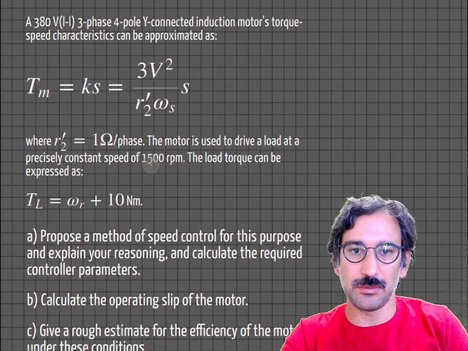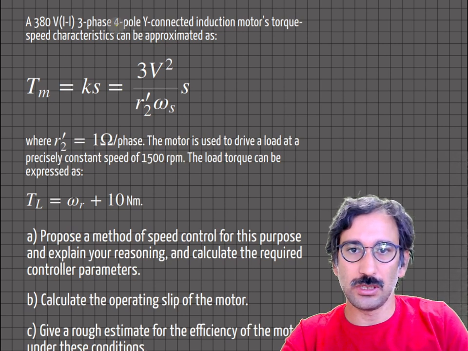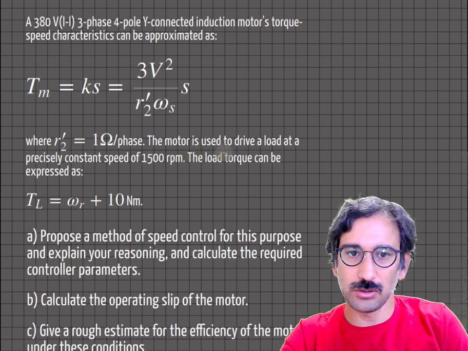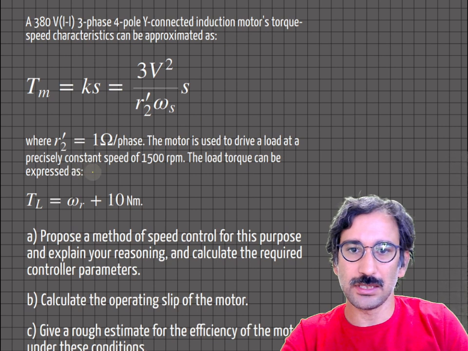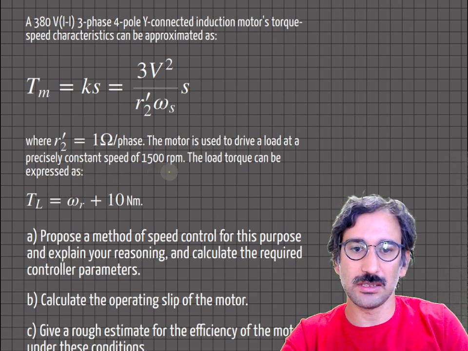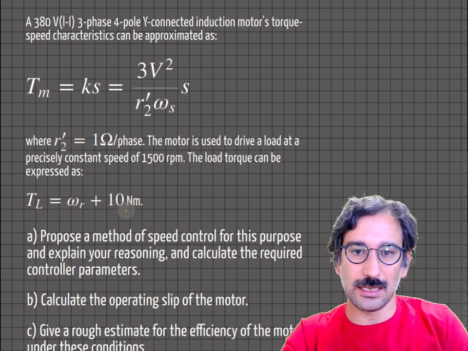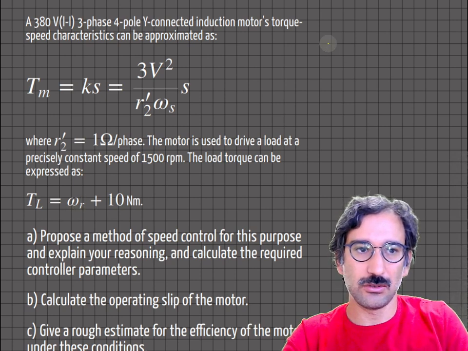So R2 prime is given, and the motor is used to drive a load at precisely constant speed of 1500 rpm. The load torque can be expressed as some constant load plus linearly increasing with rotor speed.